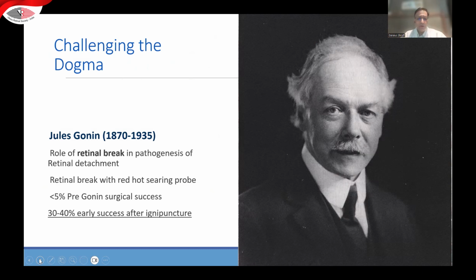So this is a big contribution of the master Dr. Jules Gonin, who challenged the dogma and actually told the world that it is actually the break which causes the retinal detachment. He recommended ignipuncture using a red hot searing probe to close the break. And before the Gonin era, there was only 5% success rate. But once this technique started, even in early stages, there was 30 to 40% success rate. So he was really known as the father of retina detachment surgery.